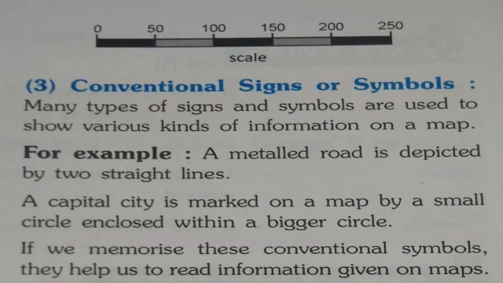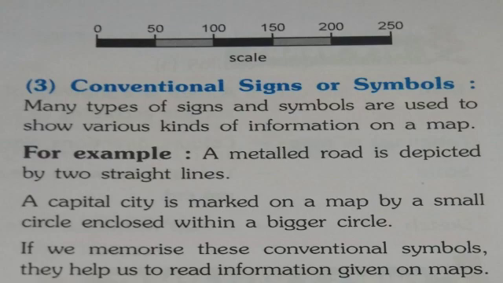Next is conventional signs or symbols. Many types of signs and symbols are used to show various kinds of information on a map. If we want to show different physical features, we use some colors. If we want to show some crops, we use some symbols. If I want to show a dam, I will use a particular color. So different signs and symbols are used to show various kinds of information on a map.